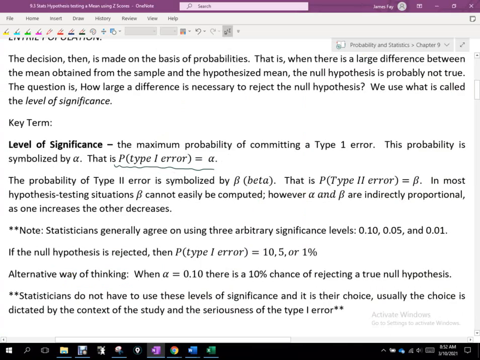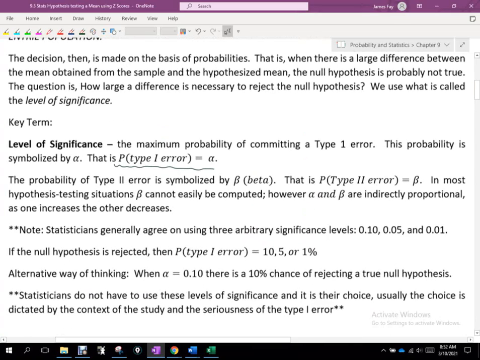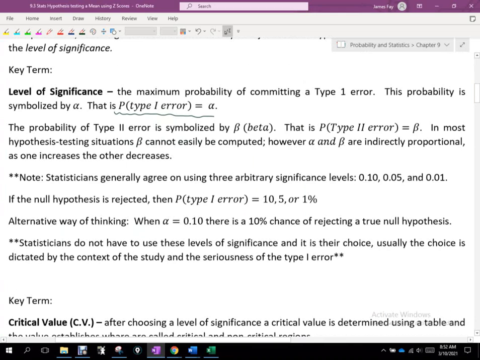It says the probability of type 2 error is symbolized by the Greek letter beta. We don't deal too much with beta, or at least right now. It says in most hypothesis testing situations, beta cannot easily be computed. However, alpha and beta are indirectly proportional. As one increases, the other one decreases.